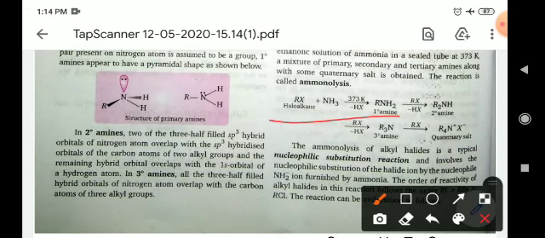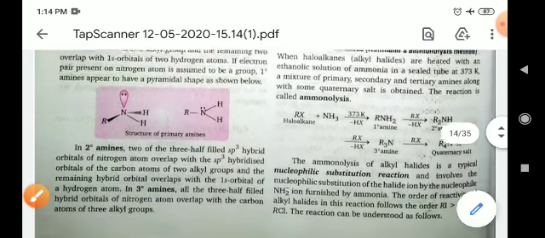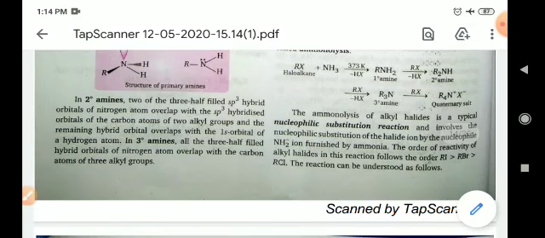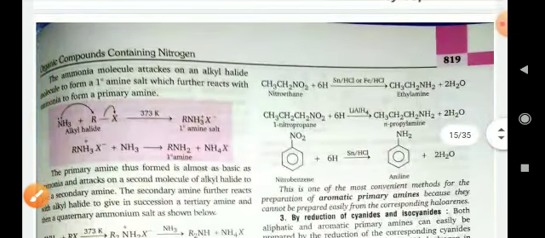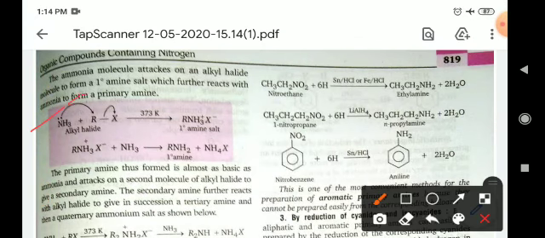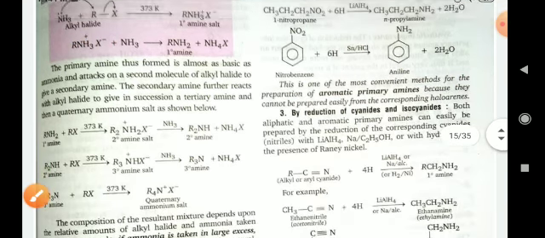Okay, and this process is known as ammonolysis. Hofmann ammonolysis is a type of nucleophilic substitution reaction. Now what is the mechanism? You can see the amine will attack the alkyl group and the halogen will be removed, then the primary amine salt will be formed. Then this primary amine further reacts, and so on. It is another method for the preparation of amines.